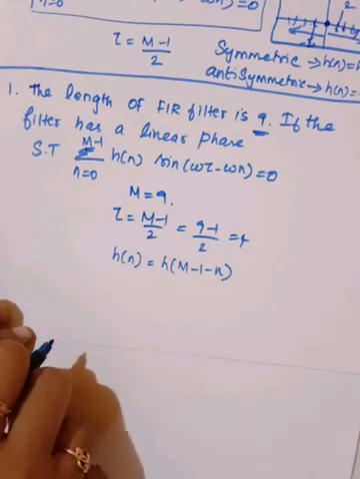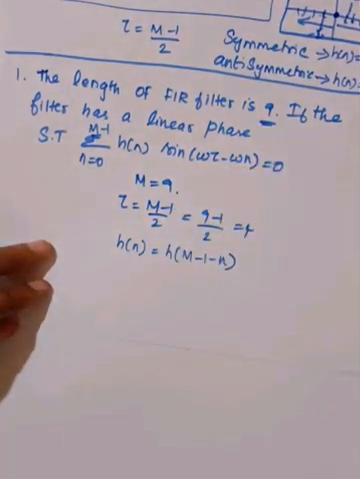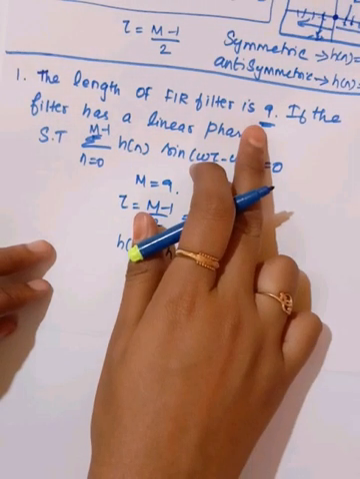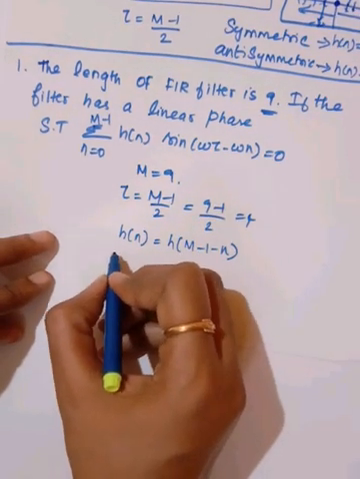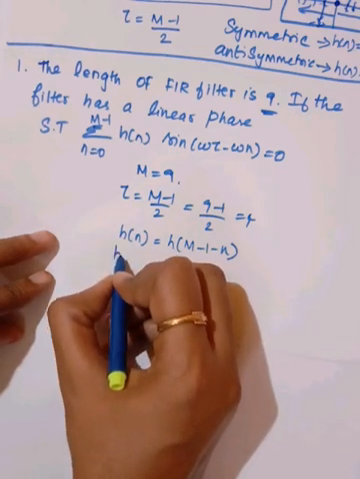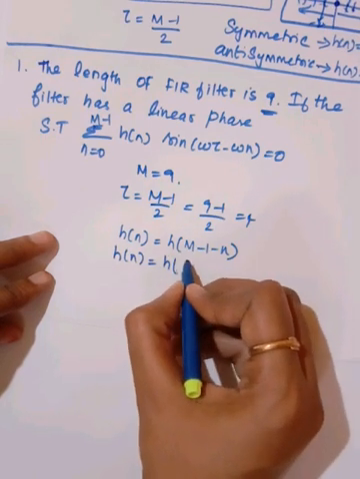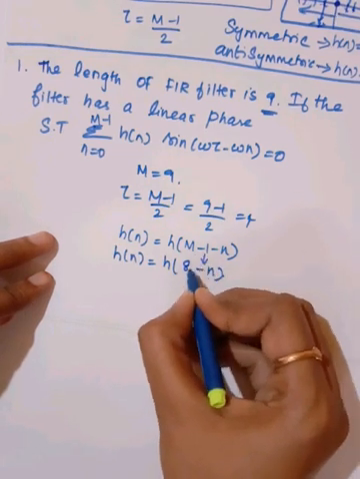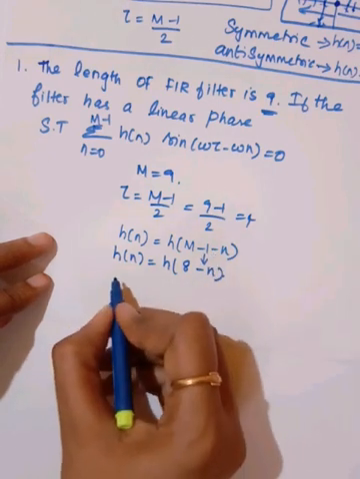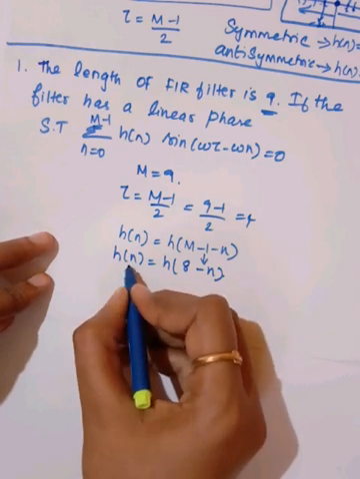Okay, so what is the functionality of this symmetry? Here you will have 9 filter coefficients. All the filter coefficients are symmetric, so from this we are going to find the symmetric relation. First, h of n is equal to h of M minus 1 minus n. 9 minus 1 is 8, so that is h of 8 minus n. This is the equation obtained by M minus 1. Next, we need to substitute different values of n.